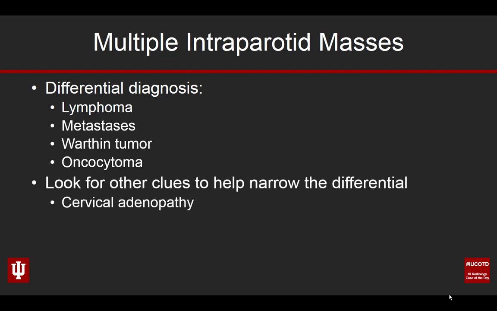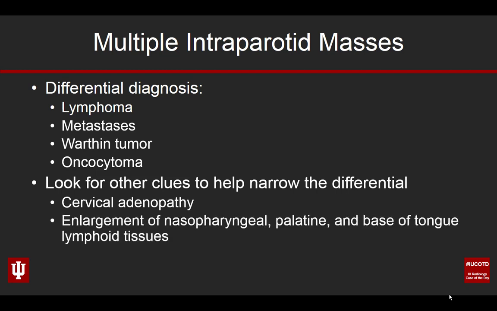It's very rare. So one thing that I think is helpful is to look for other clues that can help narrow down your differential diagnosis. Whenever you see multiple bilateral parotid masses, look for other clues. Those corner findings like cervical adenopathy. If we saw bulky cervical lymph nodes that were non-necrotic, we would be thinking about non-Hodgkin lymphoma. Look at the nasopharyngeal, palatine, and base of tongue lymphoid tissues. Those can also be enlarged in non-Hodgkin lymphoma. And again, this marrow replacement that this case nicely showed is a clue that you're dealing with a leukemic process, something that's replacing the marrow spaces.